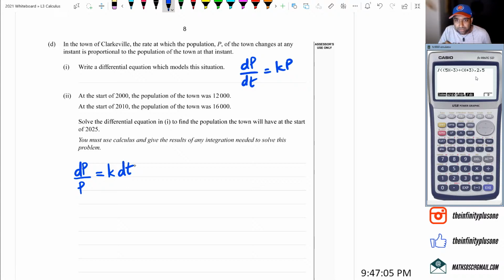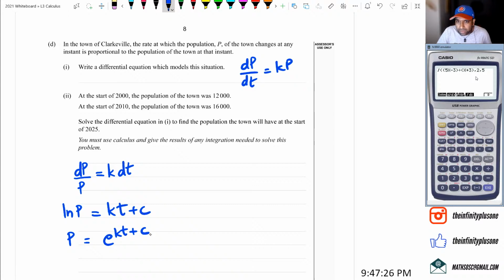Now if you guys attended the tutorial on Monday, we talked about this. It's like they're always going to end up being, in this case it's going to become ln of p, and then on this side it's going to become kt plus c, which means we can rewrite this as p is equal to e^(kt + c).